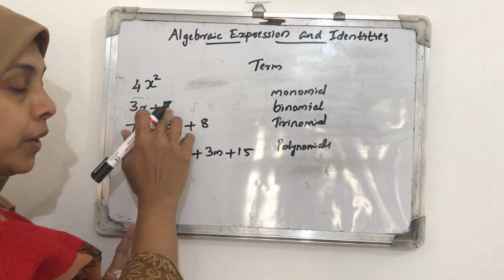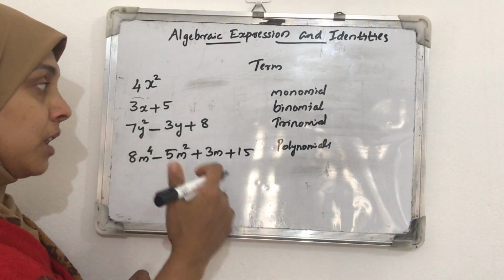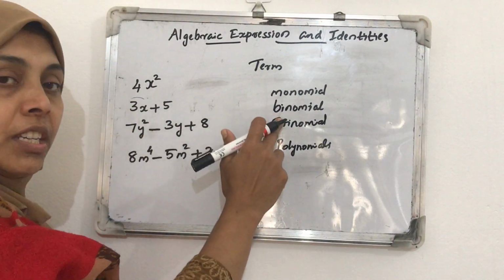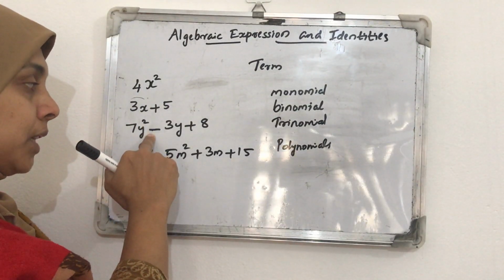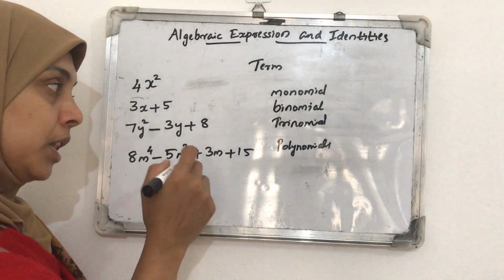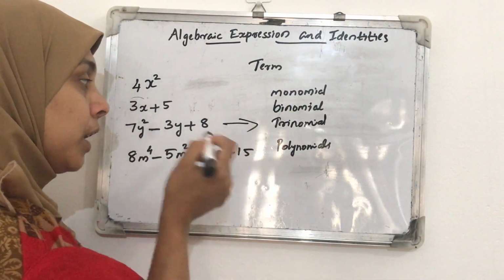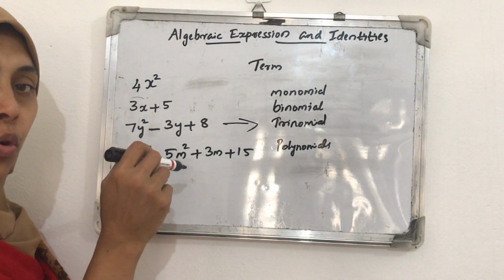Okay, 3x plus 5 is also a polynomial. Anyway, we can call it by the special name binomial because it has only two terms. And this third one has three terms, so its special name is trinomial, and it is also included in this expression polynomial.